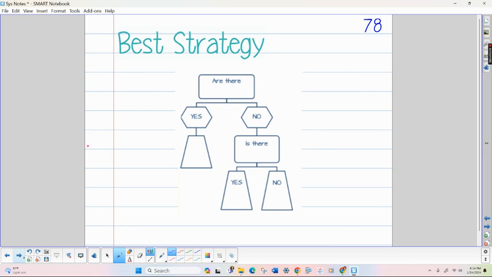Okay, that wraps up notebook page 78. If you need to go back and copy anything else, hit pause and go back and rewatch what you need to.